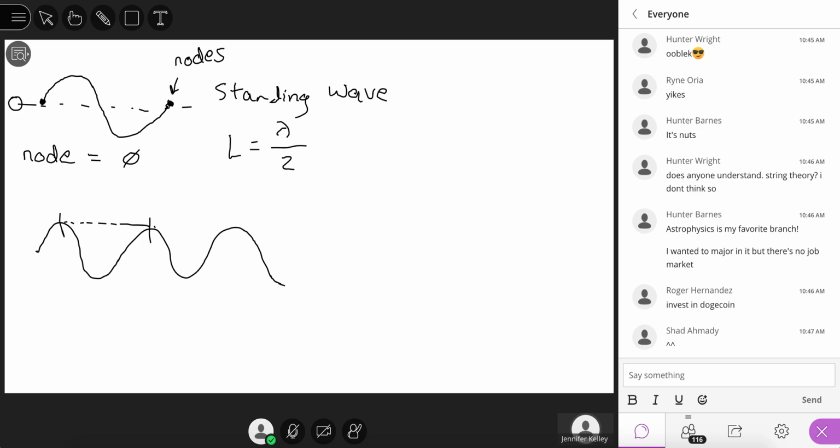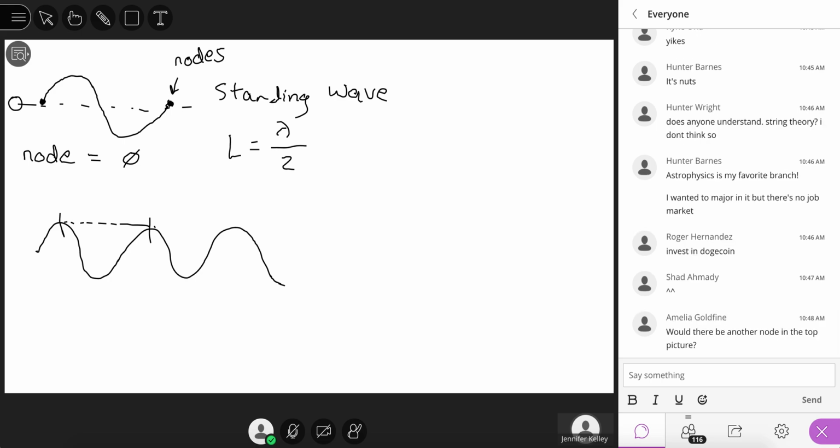What they're trying to lead into is the idea of harmonics. And harmonics is just kind of telling you where it is you can have an actual wave. As they switch over to L equals N lambda over 2, N has to be, let's see, would there be another node in the top picture? Yeah, there would be one right here. That is correct. In this case, when you're talking about standing waves, N has to be an integer.